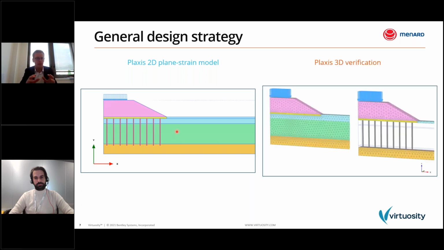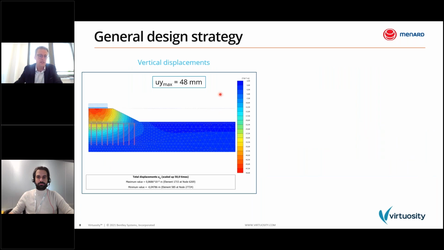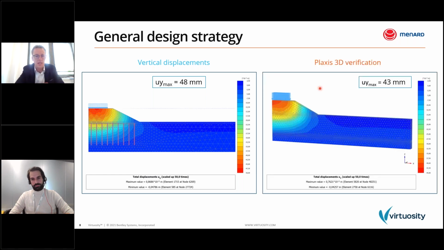So I will make a comparison with the PLAXIS 3D calculation. So it's exactly the same model, but in 3D. Let's compare first the vertical displacement. So this is the iso value of vertical displacement in 2D. And here on the right, you can see the same results with the PLAXIS 3D model. So we have more or less the same vertical displacement distribution.